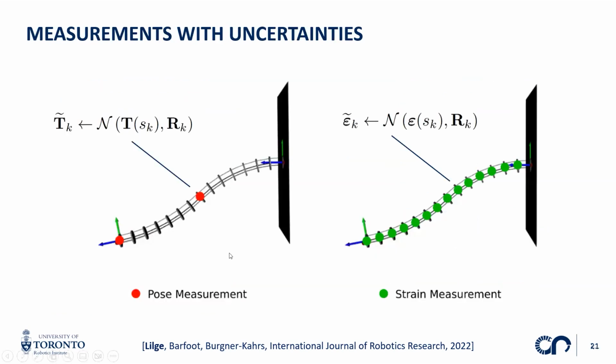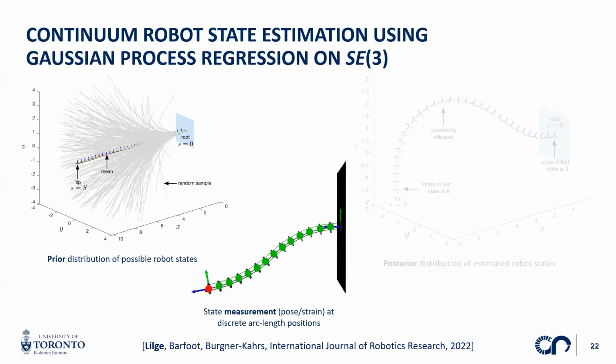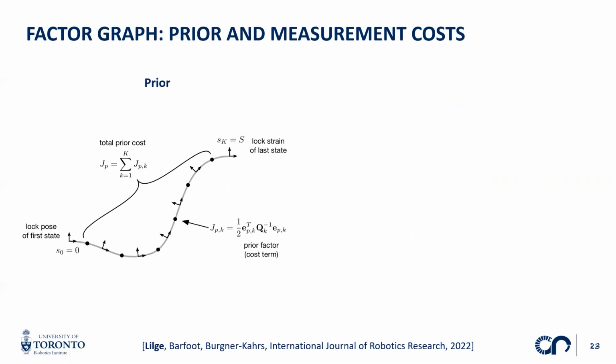And this allows us to then get measurements of both the pose and the strain, expressed as a Gaussian, where my measurement is the mean, and then I have some sensor noise or sensor uncertainty expressed as the covariance of this Gaussian. So we have measurements in terms of my pose and my strain. And now, in the last step, I want to use these measurements to arrive at a posterior distribution of the states that my robot can adhere to. And we do this via an optimization problem.